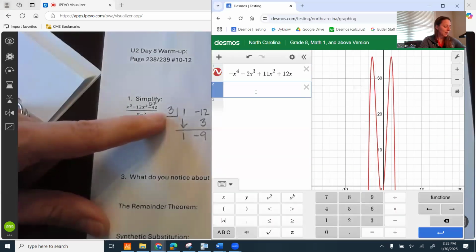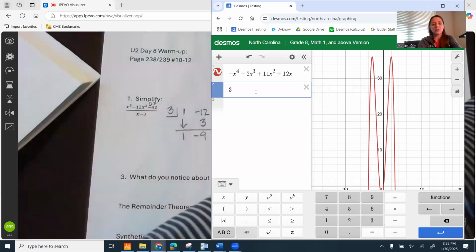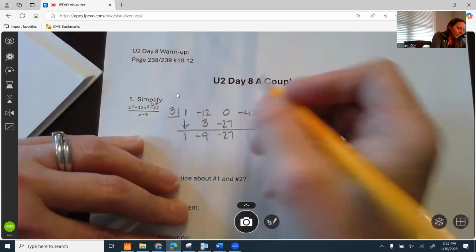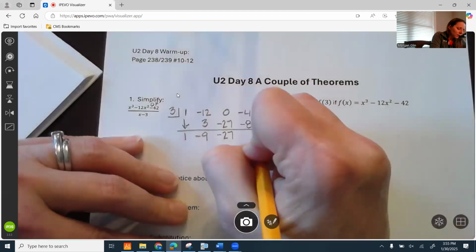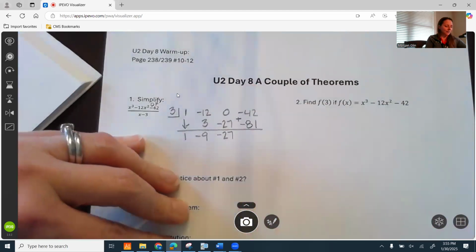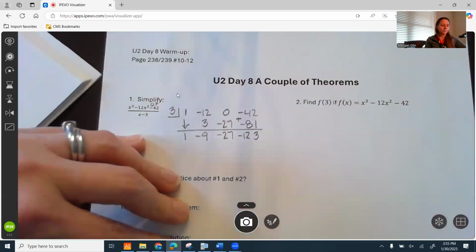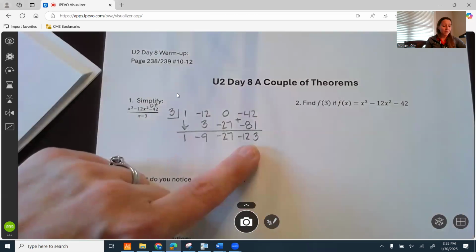So what I'm going to do is say 3 times -27. If you want to put parentheses around it, you can. You get -81. Well, I actually did know that. -81. And then I add it. That's going to give me -123. This does have a remainder.